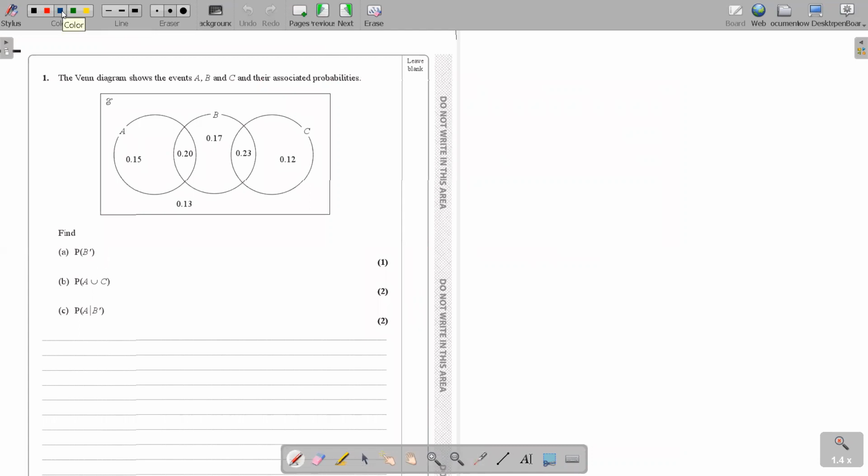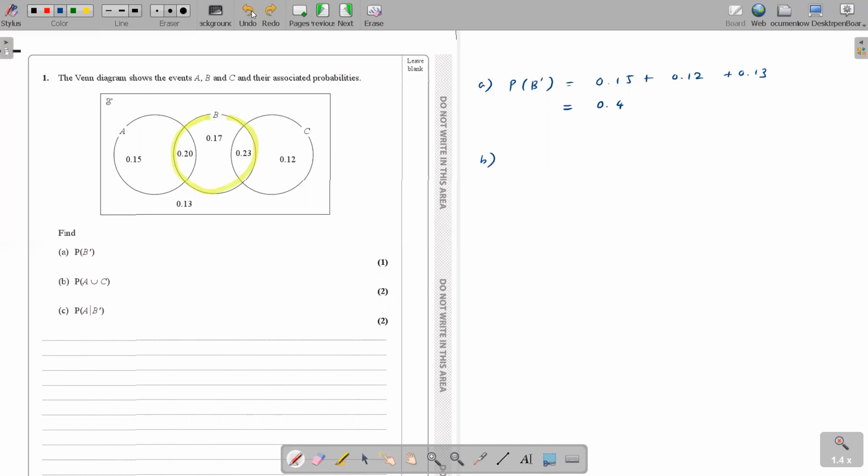Okay, this is quite simple. The probability of B dash means what? You add all the probabilities that don't belong to region B. What are those probabilities outside? Outside will be 0.1, 0.15, 0.12, 0.13. So these three probabilities, 0.15, 0.12, 0.13. How much is the addition? 0.4.